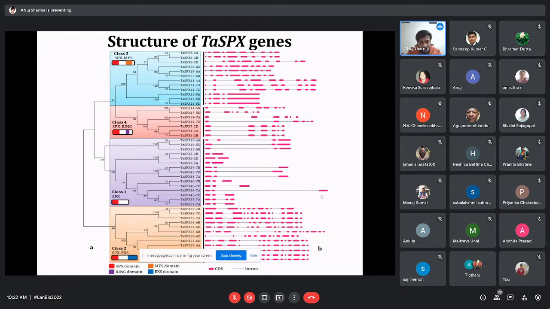Based on this, as we mentioned earlier, they have basically 4 classes, including SPX, MFS, RING, and EXS. These classes are associated with different domains as well as different gene structure patterns. Here, the pink color represents the CDS, while the lines indicate the introns. So they are a good combination of these genes, and they are stable for the purpose of structure annotation.